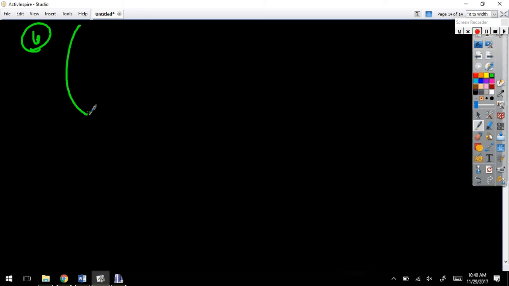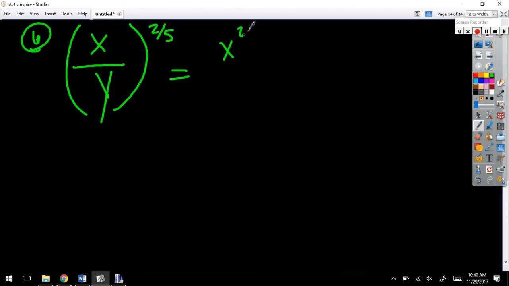Let's say, we'll use some variables this time. What happens if I'm dividing in the parentheses and I have this exponent on the outside? It goes to top and bottom. I was like to distribute, but I couldn't get it out. But basically, it's distributed. It is.